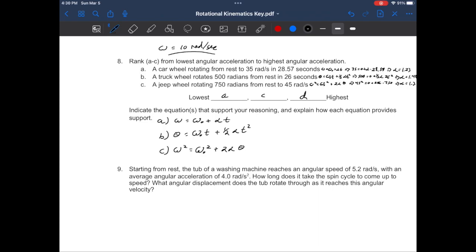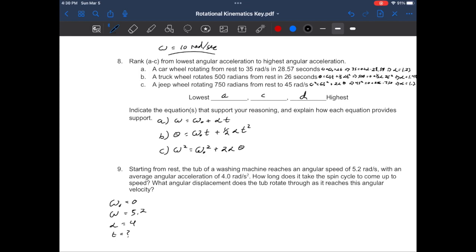I've made it to number 9. Number 9 is the final question on the worksheet. Starting from rest, so my omega naught is 0 radians per second, the tub of a washing machine reaches an angular speed of 5.2 radians per second. So my final angular velocity is 5.2 radians per second with an average angular acceleration of 4.0 radians per second squared. So my alpha is 4 radians per second squared.